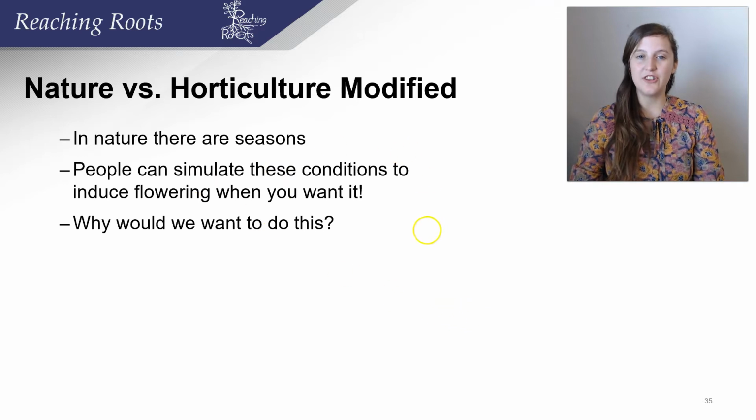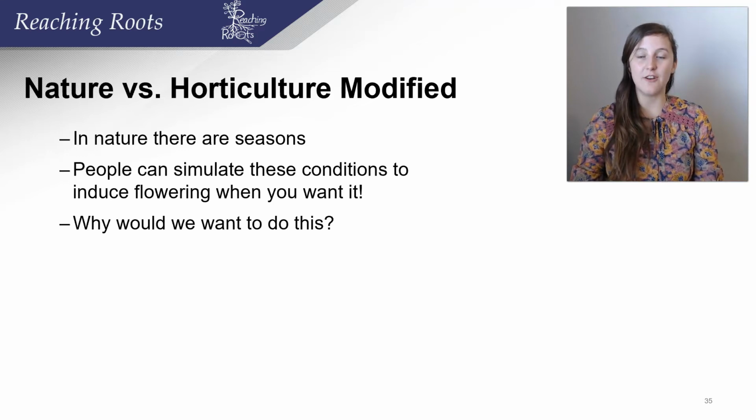People can also simulate these conditions to induce flowering when you want that plant to flower. Why would you want to do this? Well, at certain times of the year, different plants are worth more money. For example, around the Valentine's Day holiday, roses are much more expensive, so it would be an economic benefit to you if all your roses flowered at that time of year.